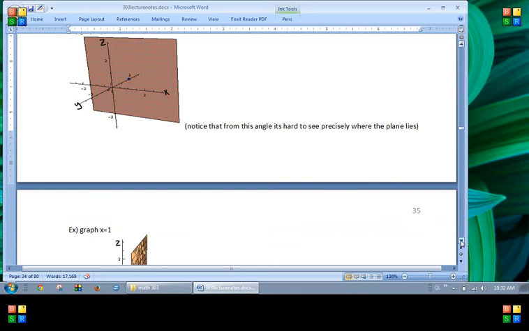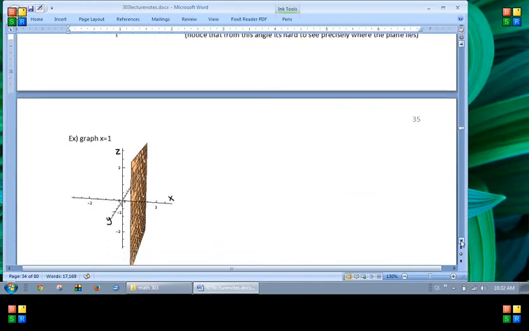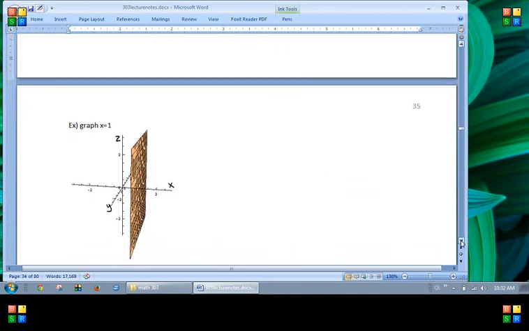Okay. And then let's graph x equals 1. So where's the graph x equals 1 going to be? It's going to look like that. So you identify the x-axis. You see the spot on there where x equals 1, and then you see that the plane is going to be slicing through there. And yes, it's going to be parallel to the YZ plane, or in other words, the plane with the YZ axes in it.